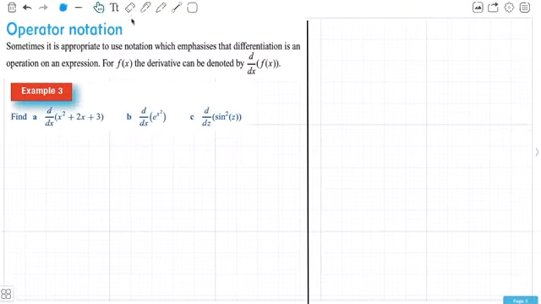Alright, this example is about using what's called operator notation. Now the key thing to differentiation is that differentiating is an action that you're applying to something. Okay, so it's like saying you're going to kick the ball or you're going to open the door. You're going to differentiate something. So differentiating is an action, and we show that we're going to differentiate a function by using an operator which is called the d/dx operator.